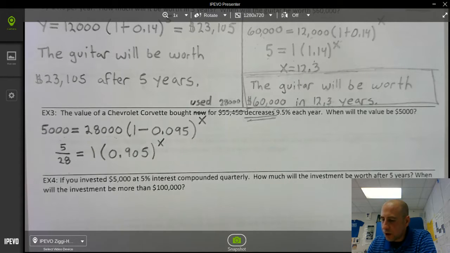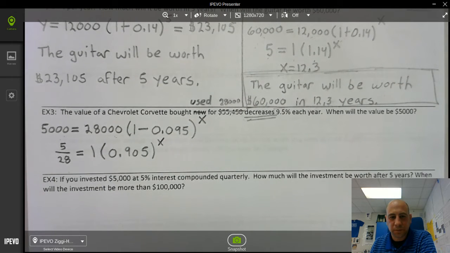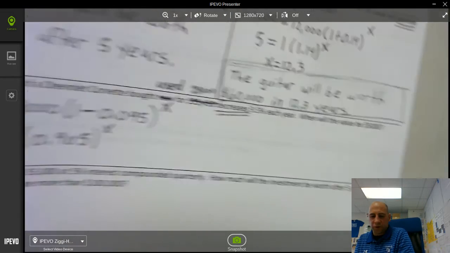Craziness. All right. So at this point, we're going to solve by graphing. Okay, so pause a minute to write down example 3. All right, now you have example 3 down. Let's go ahead and solve this by graphing.